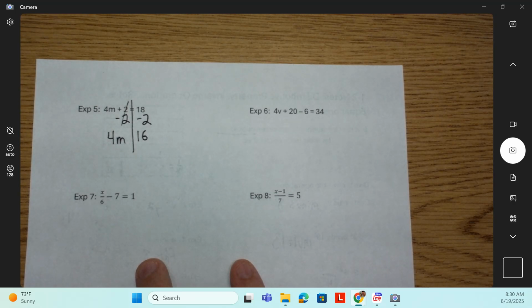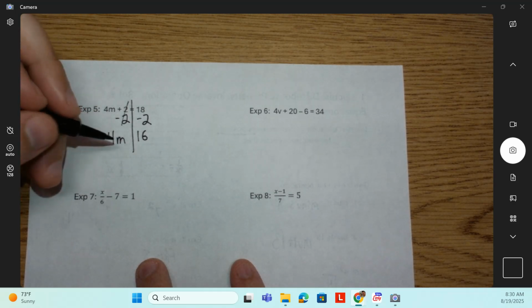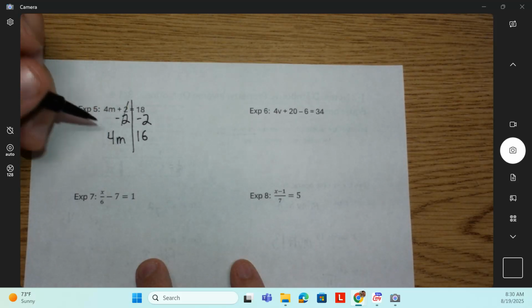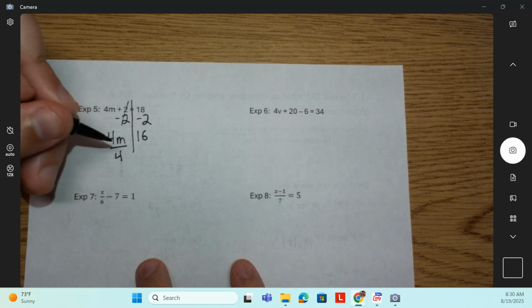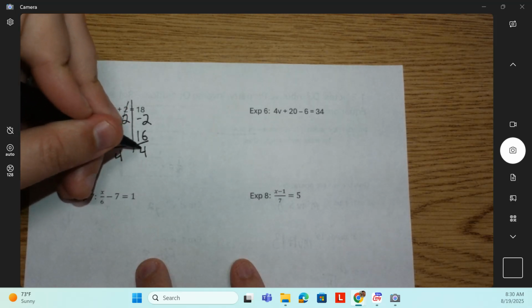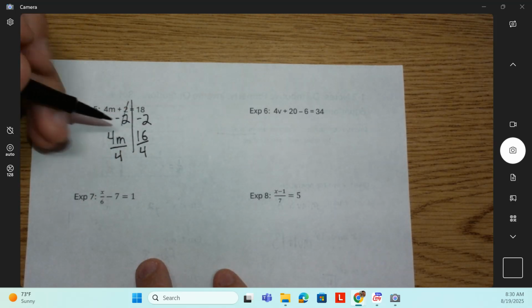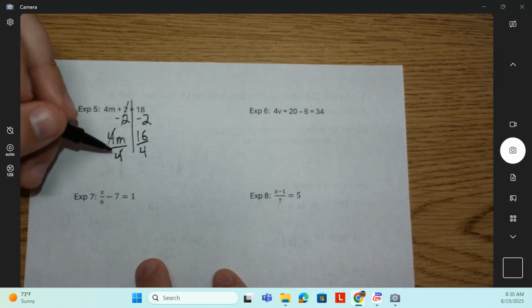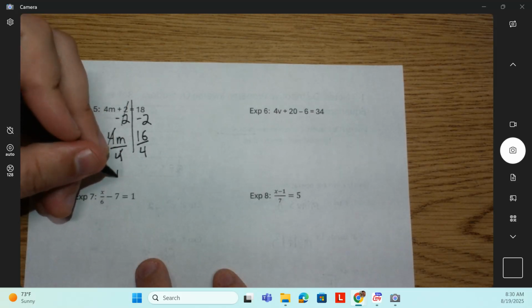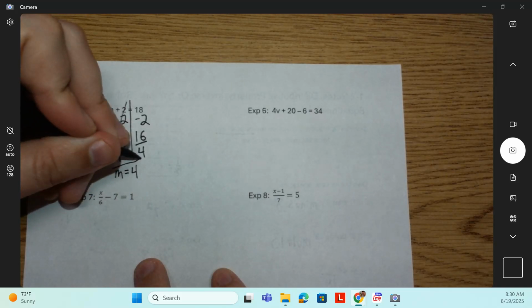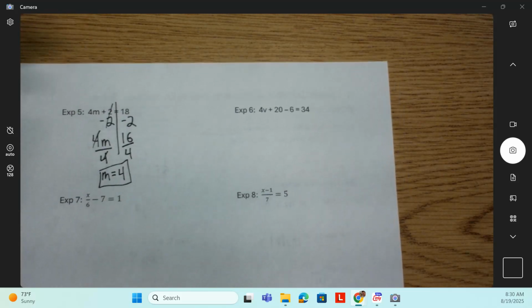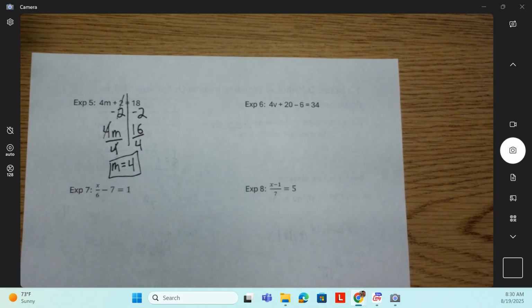And remember, we're solving for that variable, the m, so I'm trying to isolate it or get it on its own. To do that, the next step is I should divide by 4. And if I divide one side by 4, of course I have to do the other. So 16 divided by 4 would be 4. And so I get my answer as m equals 4. Again, just doing the opposite steps, the reciprocal of those, to help me solve it.